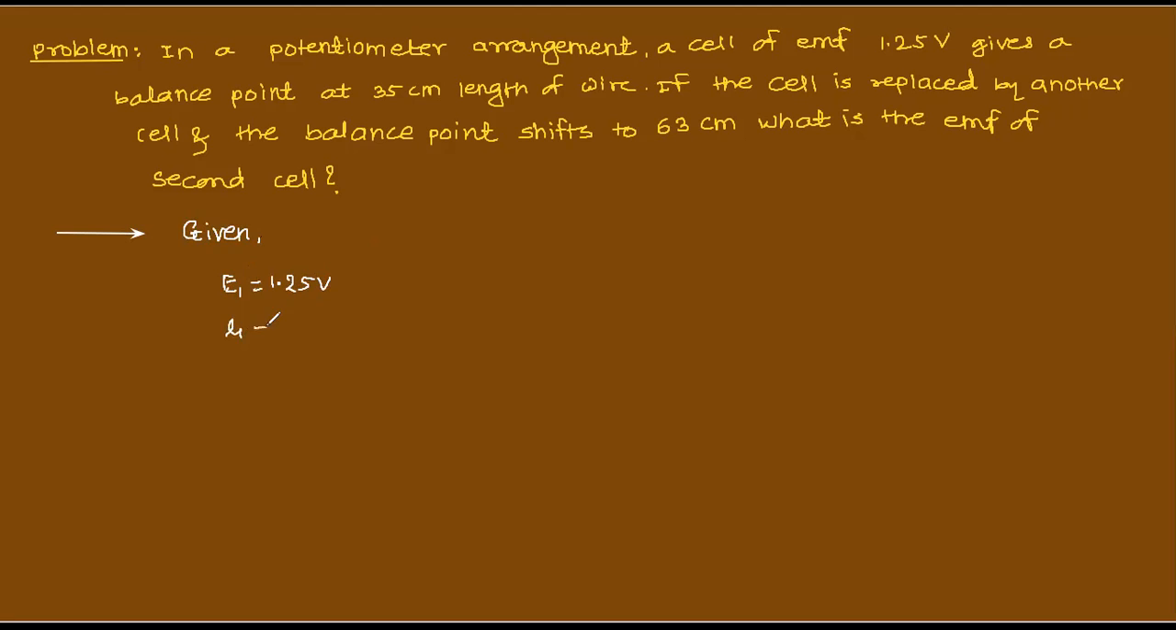Next, L1 is equal to 35 centimeter. E2 they don't give. E2 is equal to question mark. And L2 is 63 centimeter. So now you see how easy this is. E1 by E2 is equal to L1 by L2. Substitute the values and do it yourself.